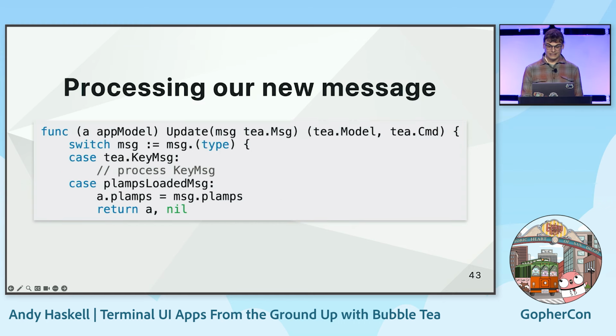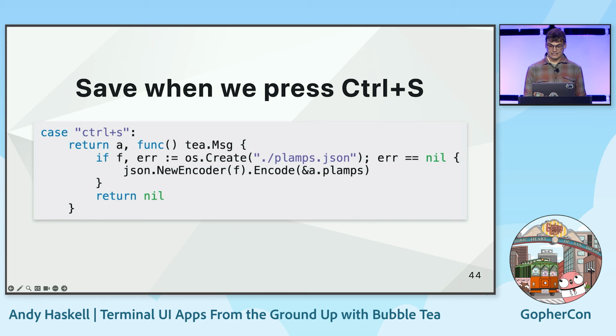So now in update, we add a case in the switch statement for a new type of message, plants loaded message. If we get that message, we set a.plants to message.plants. And with that, our app is now loading data, and for saving it, we just need one more change in the update method to write one more Bubble Tea command. So this time, if the user presses Control-S, we return a command that saves our plants to plants.json.